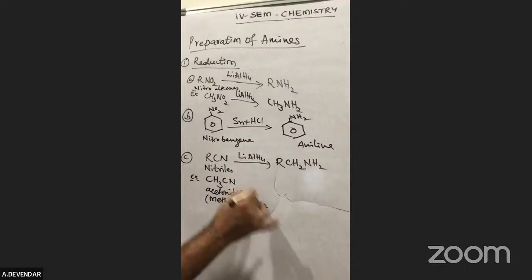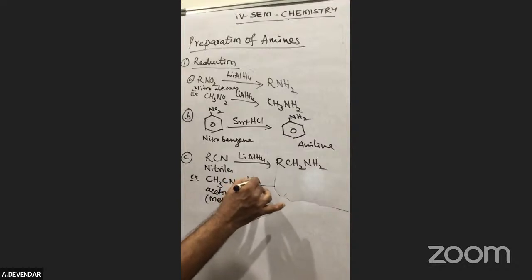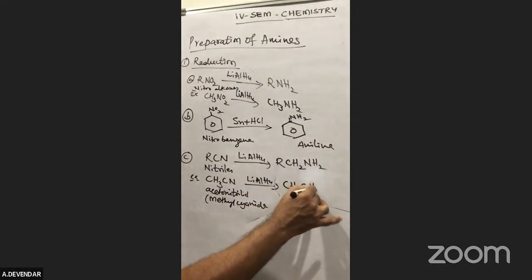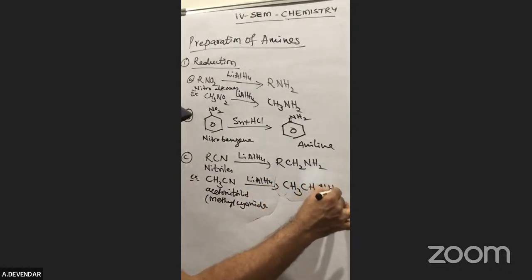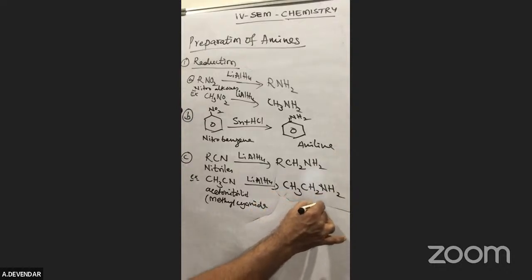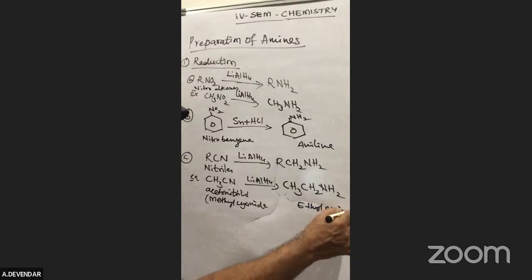Methyl cyanide, in the presence of lithium aluminium hydride, gives CH3CH2NH2. So ethylamine is prepared. It is also a primary amine.